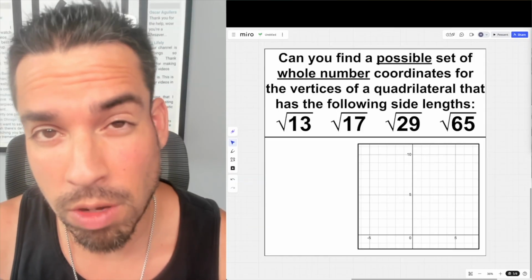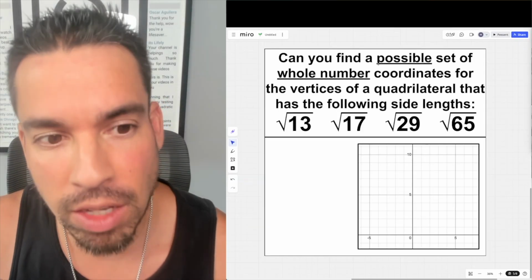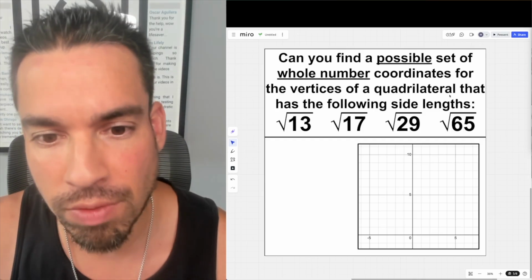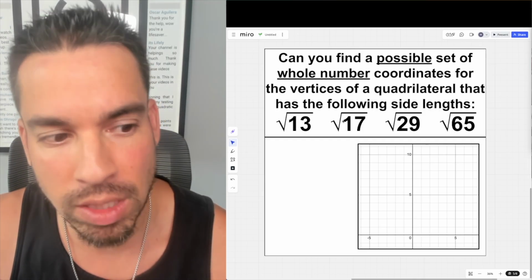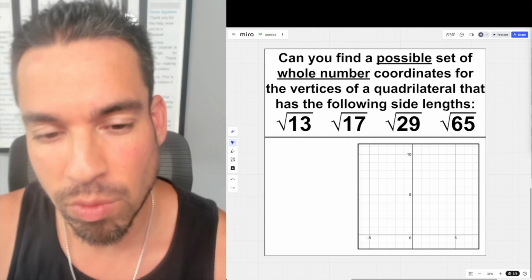What's up, everybody, and welcome back to another math puzzle. In this one, the question is as follows. Can you find a possible set of whole number coordinates for the vertices of a quadrilateral that has the following side lengths? Rad 13, rad 17, rad 29, and rad 65.